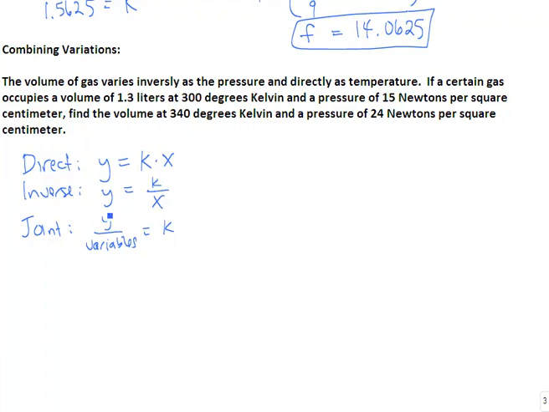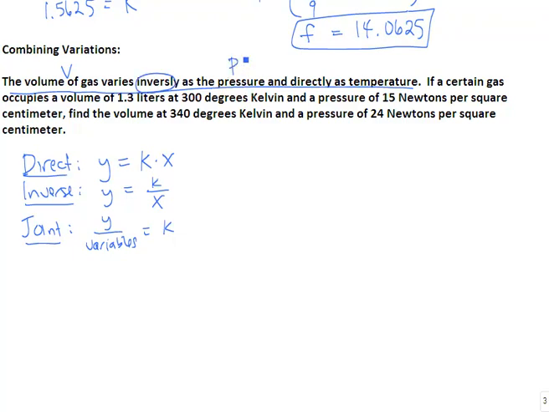So you want to look for those keywords, direct, inverse, and joint, to decide whether we should be multiplying by k, dividing underneath k, or dividing underneath our y. So if we look at this example, it says the volume of gas varies inversely as the pressure and directly as temperature. So let's go ahead and work with that right away before we start reading the rest of the problem. So it says the volume of gas, I'm going to call that V, varies inversely as the pressure.